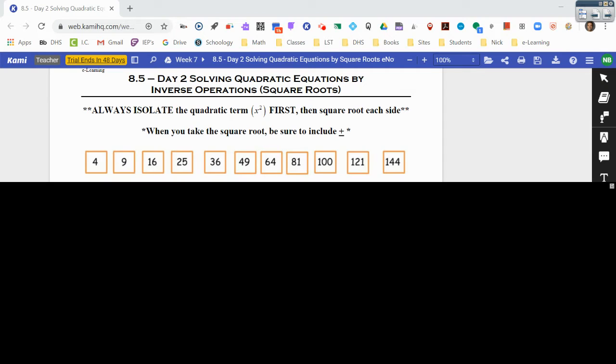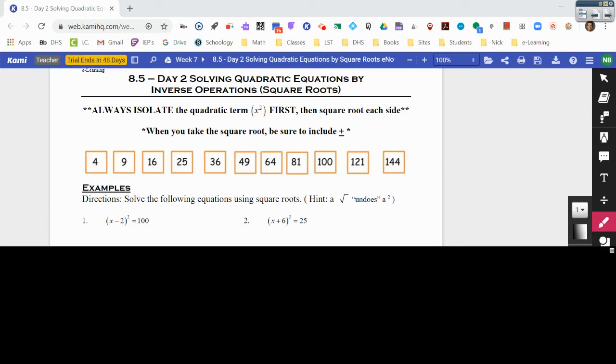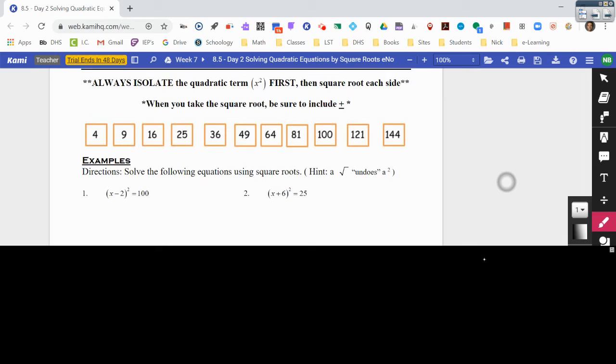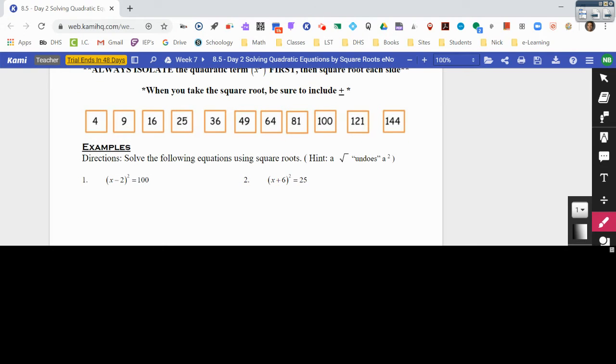And again, here are those perfect square numbers that we need. When we're simplifying radicals and taking square roots, we have to think of these numbers here. Those are my perfect square numbers. All right, so here we go. We're going to jump into a couple examples, and then it'll be time for you guys to do some practice on your own.